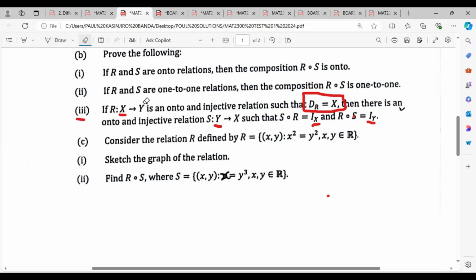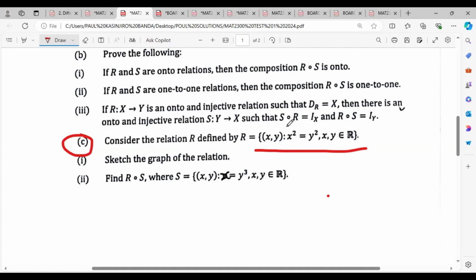All right. So now we go to C, and then we see what we can do with it. They're saying consider the relation R defined by the coordinate (X, Y) such that X squared is equal to Y squared, given that X and Y are both real numbers. We are considering that equation, and the first question there is to sketch the relation. So we just want to sketch the relation.